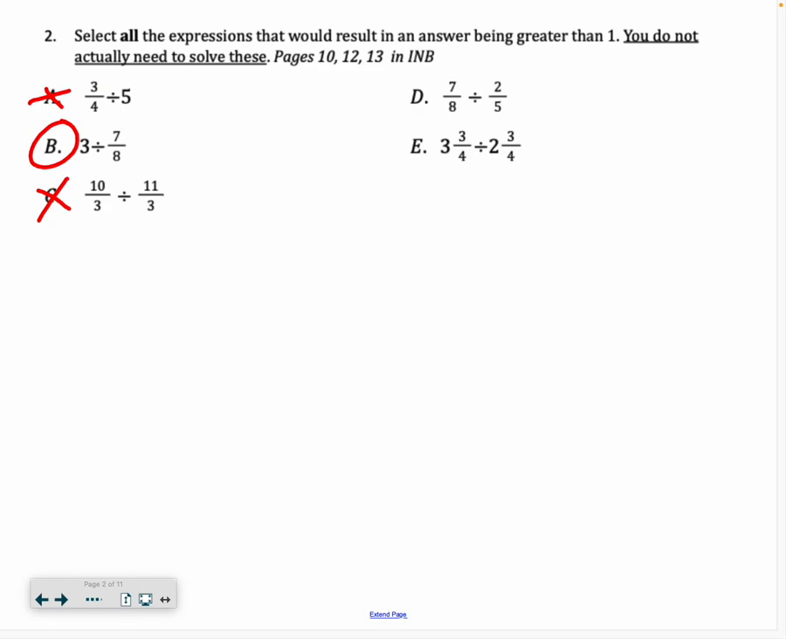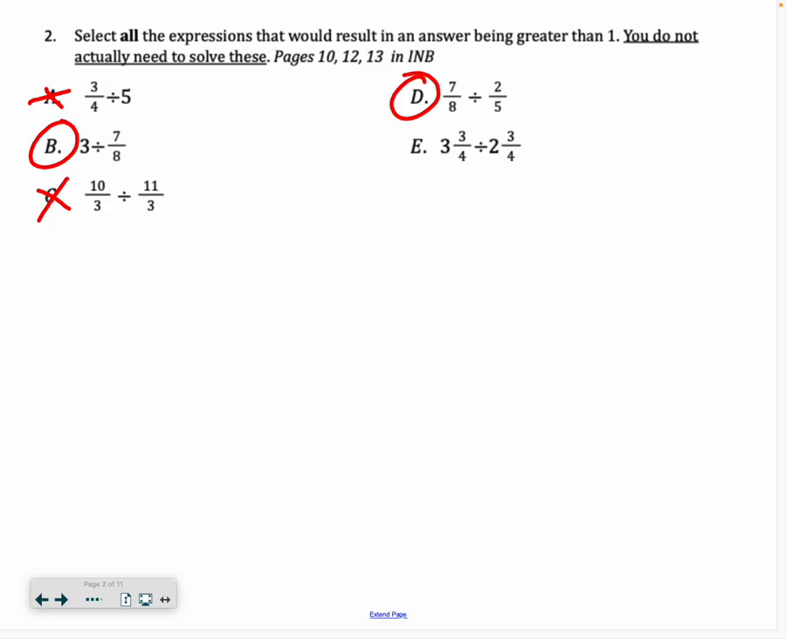In D, 7/8 divided by 2/5. This one we have different denominators. I know 7/8 is really close to 1 because it's only 1/8 away from being 8/8. 2/5 we know is less than a half because 2/4 would be a half. So 2/5 is going to be less than a half. So we know D would be greater than 1 because 7/8 is greater than 2/5.